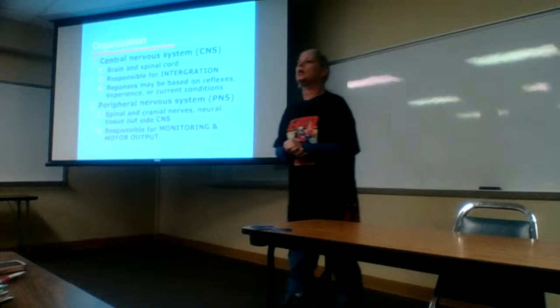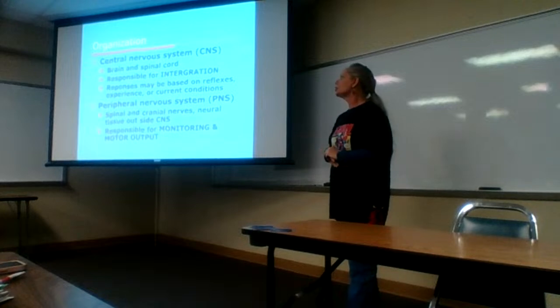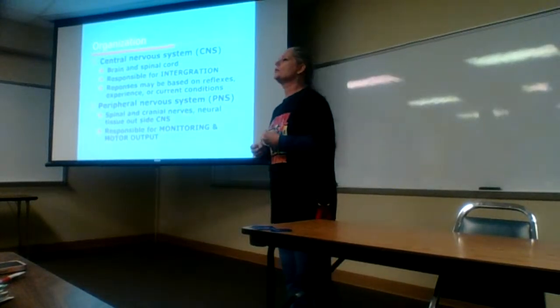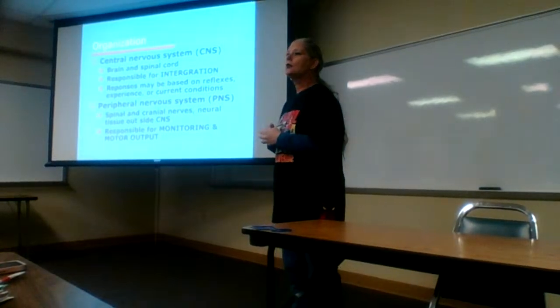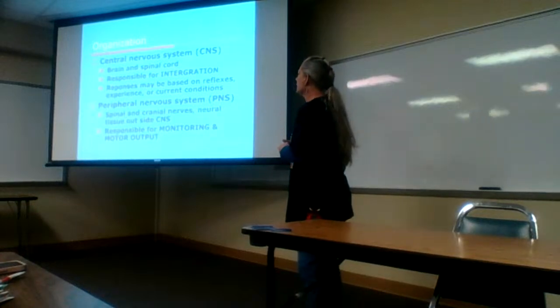Central nervous system, the CNS, that's going to be the brain and the spinal cord. Those are the only 2 components of the central nervous system. They're going to have the job of integration, of thinking. So they're going to take that sensory information, decide what we need to do, and then they're going to tell the body how to proceed. What should they do in response to that stimulus coming in?